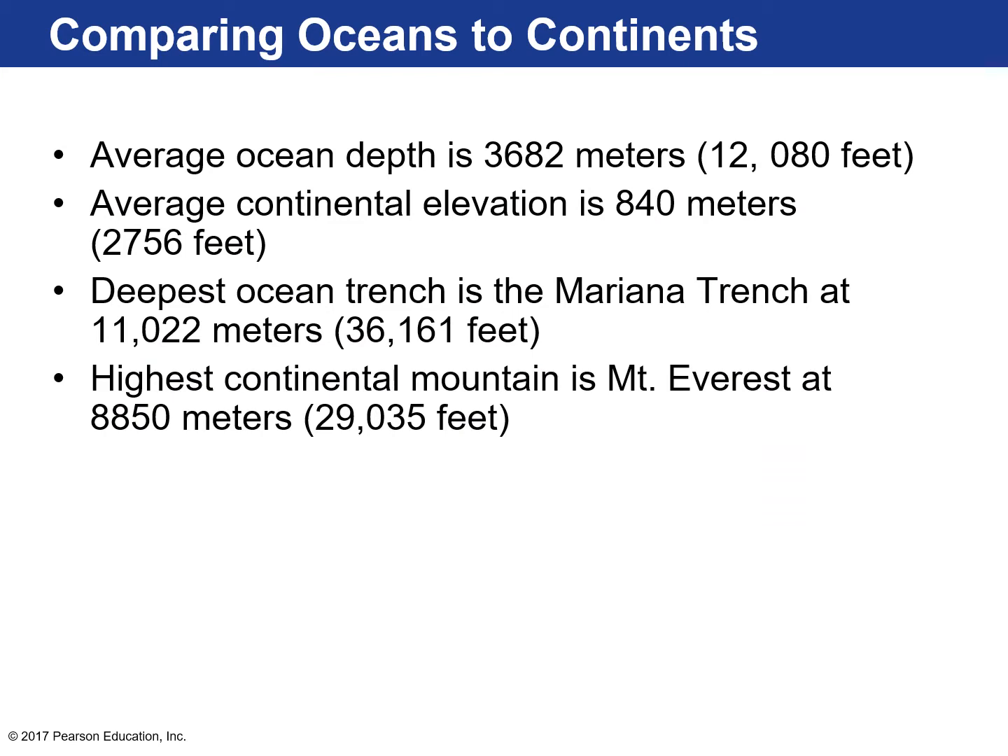So the average ocean depth is 3,600 meters, which is about 12,000 feet. The average continental elevation, places where we live, is about 840 meters. Excuse me, I said feet before, but it's actually meters. This makes it much higher, almost 3 times higher. That would be 2,756 feet. The Marianas Trench, the deepest part of the ocean, is about 36,000 feet.